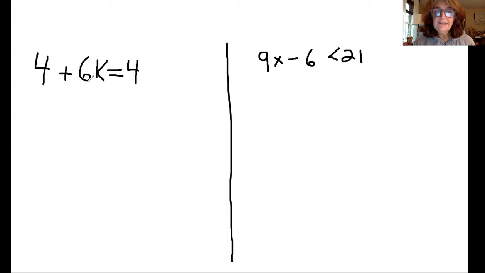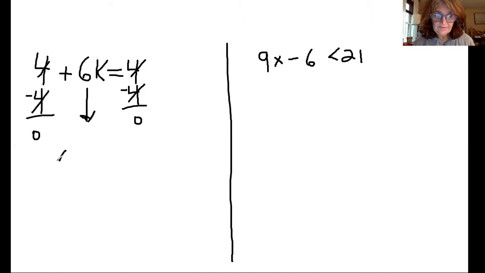Over on this side, wanting to have k, or whatever our variable is, by itself, we've got to get rid of the 4. So we're going to subtract it. Whatever we do on one side of our equal sign, we must do on the other to maintain the integrity of this equation. On this side, I get 4 minus 4 is going to be 0. On this side, I get the same. 4 minus 4 is going to be 0. So now I'm going to bring down my variable. I'm going to have 6k is equal to 0.